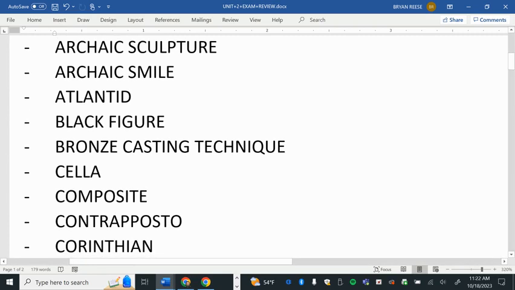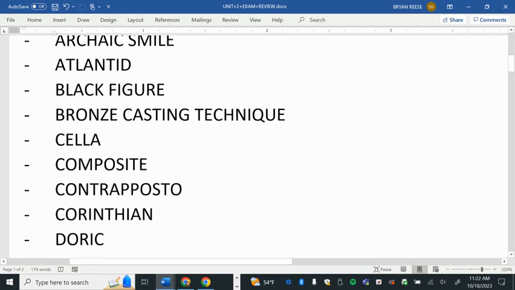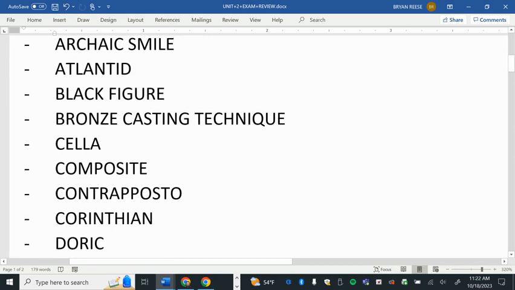A Corinthian column, that is the fancy column with the acanthus leaves. And then the composite column would have an Ionic at the top of that. There will be a picture of a Corinthian column on the test, and you'll be asked to identify it. Along with that, a Doric column. A Doric column looks like a plate or a bowl at the top of the column.